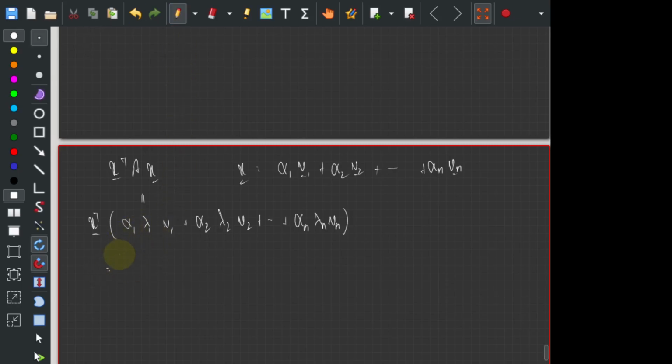Yes, I know that the v_i's are all orthonormal, right? So I have x transpose A x, which will be equal to alpha 1 squared lambda 1 norm v1, but norm v1 is 1 because it's an orthonormal basis. Plus alpha 2 squared lambda 2 plus alpha 3 squared lambda 3 and so on, up to alpha n squared lambda n.